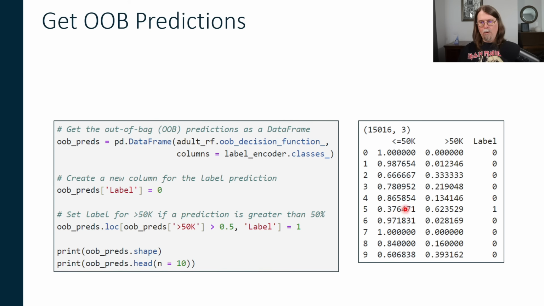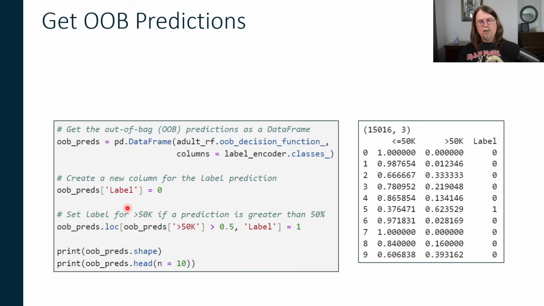Down here, row 6, you can see that 37.6-ish% of the trees voted for less than or equal to 50K, and 62.35% of the trees voted for greater than 50K. So that's how this line of code can be interpreted, as this table right here, this data frame right here. Now what I'm going to do to this data frame is add a label column, and I'm just going to populate it with zeros all the way down.